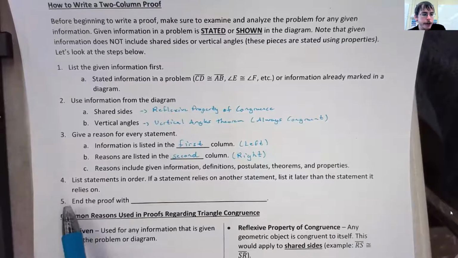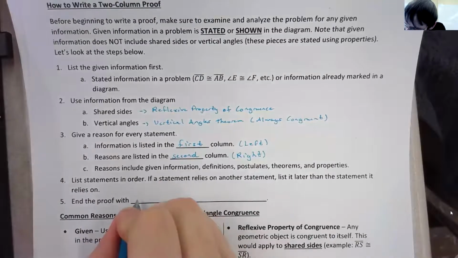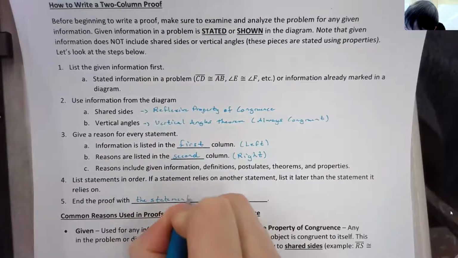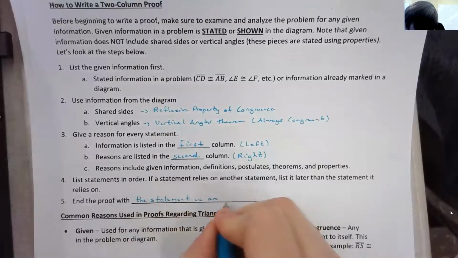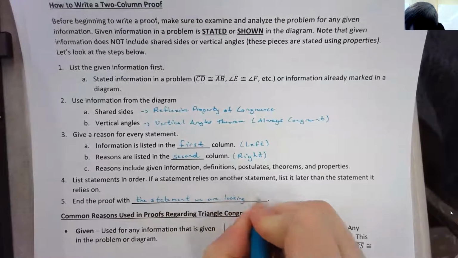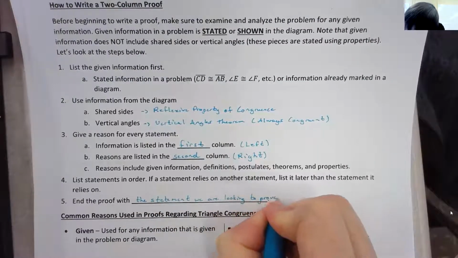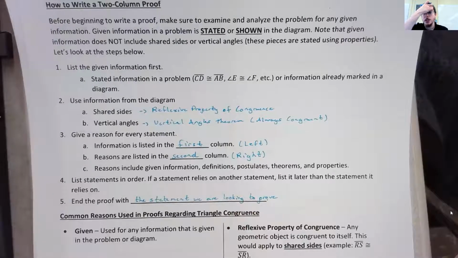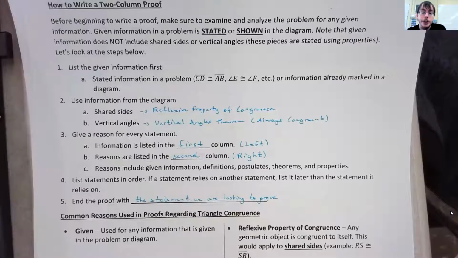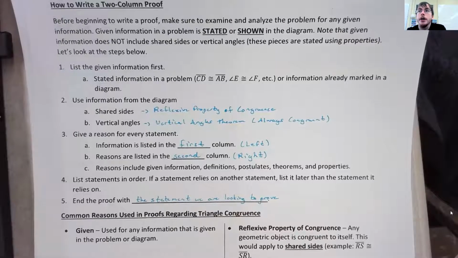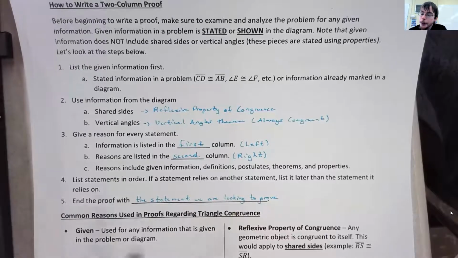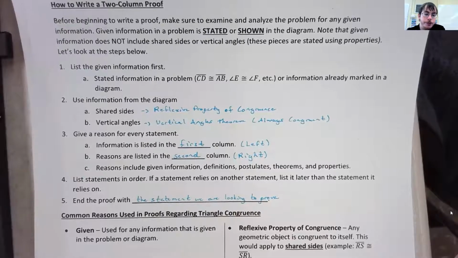Number 5, we have to end the proof with the statement we are looking to prove. So that might be that two sides are congruent. It might be that two angles are congruent. It might be the triangles are congruent. Either way, we will end the proof with a statement we are looking to prove.